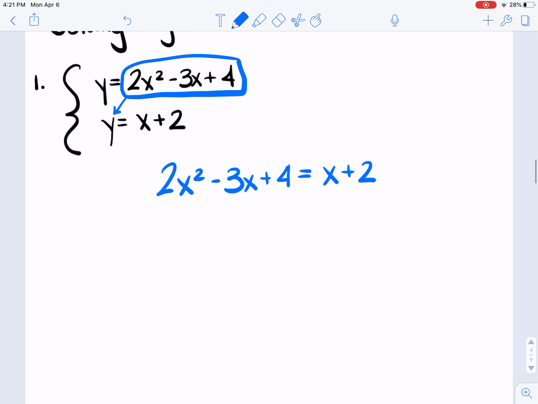Now, once I'm here, I'm going to combine my like terms, subtract x: 2x squared minus 4x plus 4 equals 2. Next, I will subtract 2.